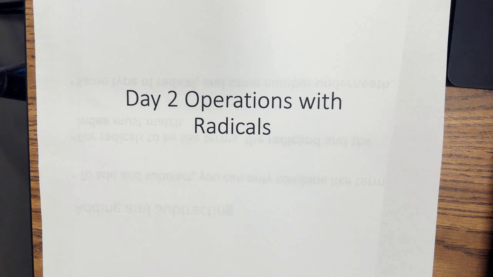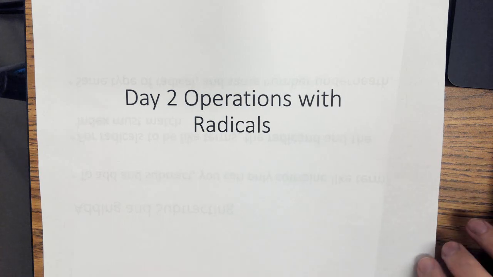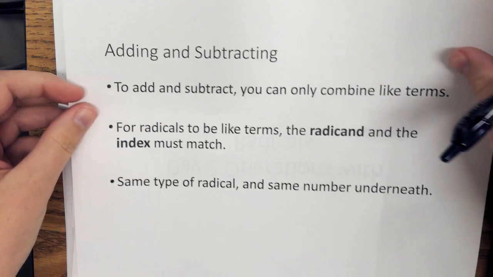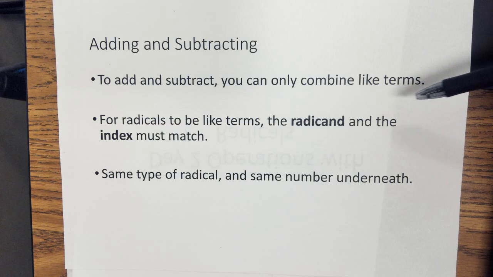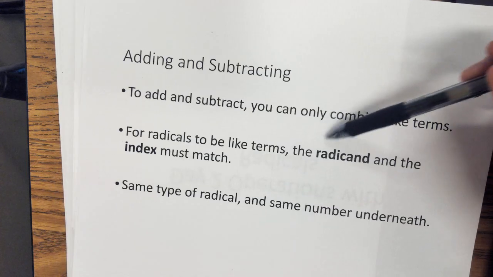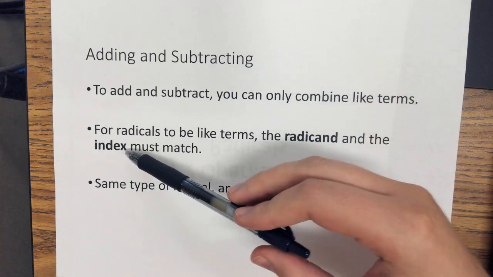Alright, so today we're going to talk about operations with radicals, which means we're going to add, subtract, and multiply. There's some rules to these. For adding and subtracting, just like with anything else, you can only combine like terms. What that means for radicals is the radicand and the index have to match.